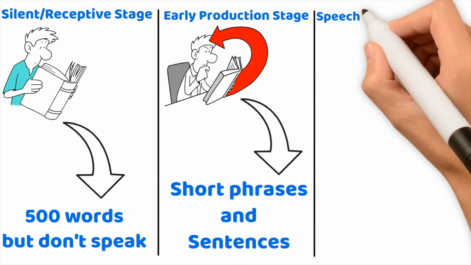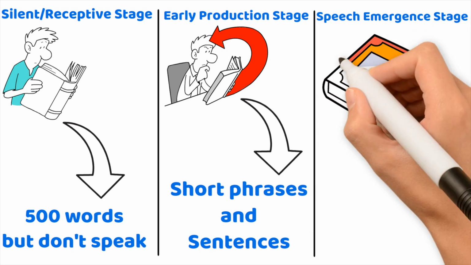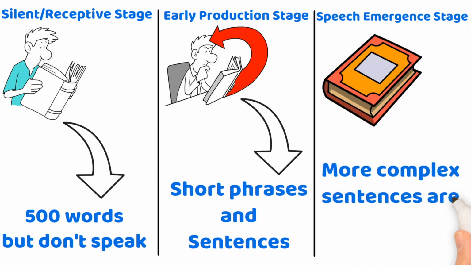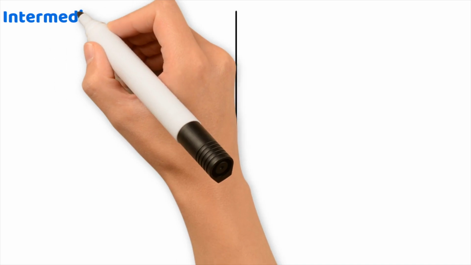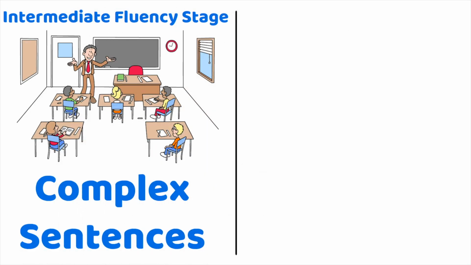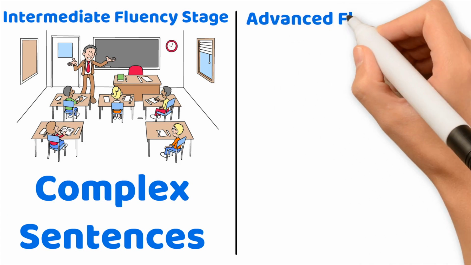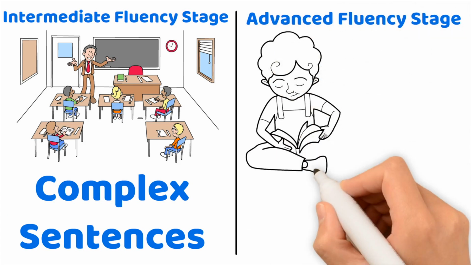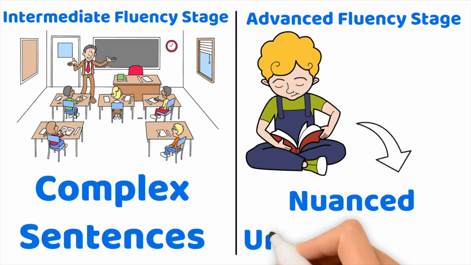Next comes the speech emergent stage, where vocabulary expands and more complex sentences are formed. And then, the intermediate fluency stage, when learners communicate effectively using complex sentences. And lastly, the advanced fluency stage, when learners achieve near-native fluency and nuanced understanding.